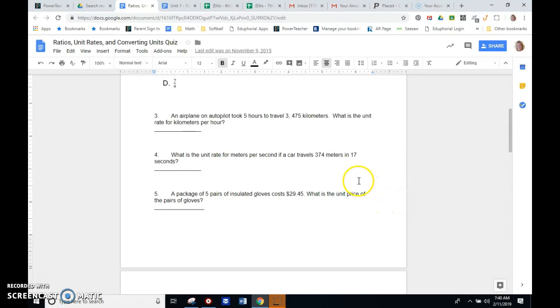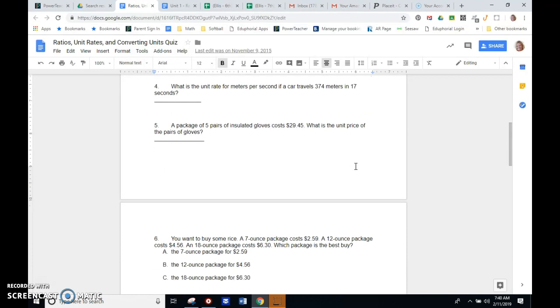Number 3, an airplane on autopilot took 5 hours to travel 3,475 kilometers. What is the unit rate for kilometers per hour? Number 4, what is the unit rate for meters per second if a car travels 374 meters in 17 seconds?